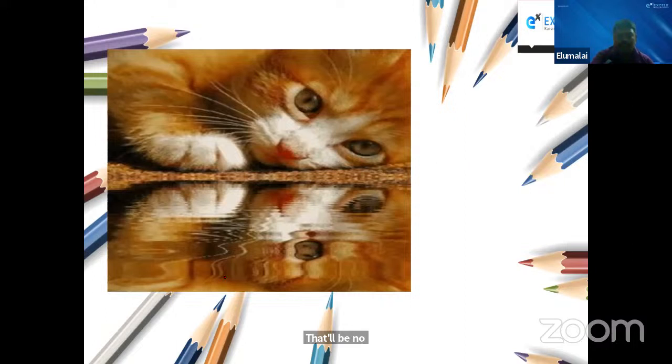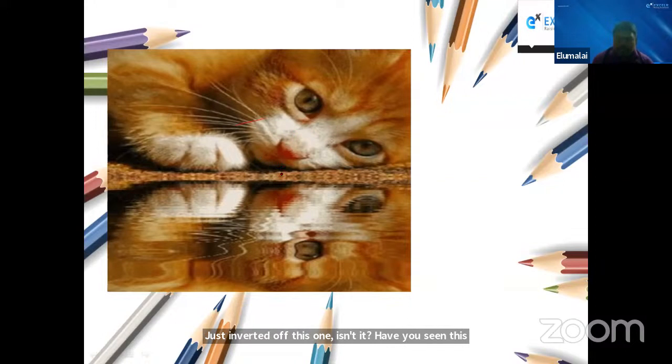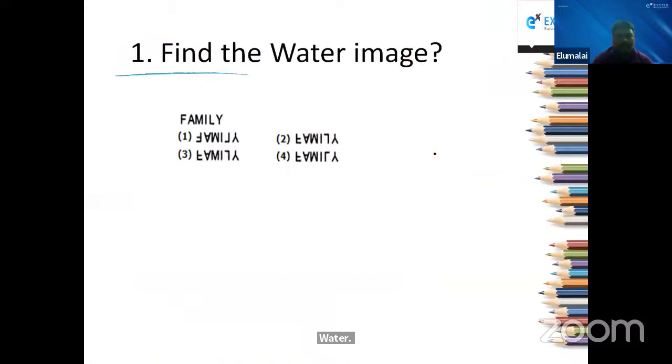Yes, I can show you an example. You can see here, just inverted of this one, isn't it? If you see this cat diagram, in water image, it seems to be just inverted, isn't it? Yes, right. If you understand this, then you can solve questions from water images. Okay, now identify water image of the word family.